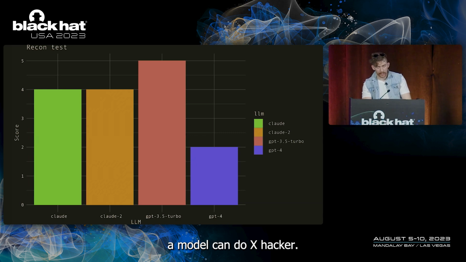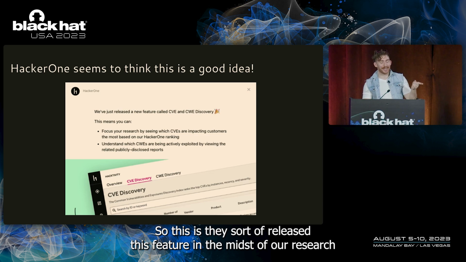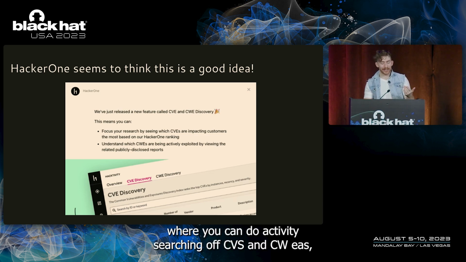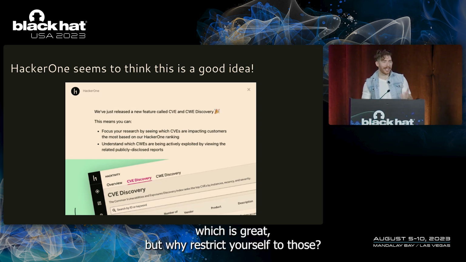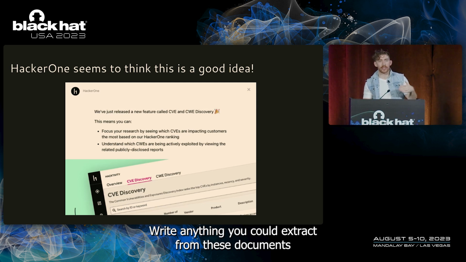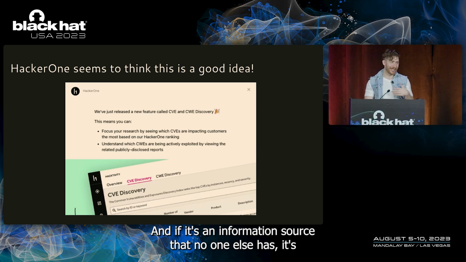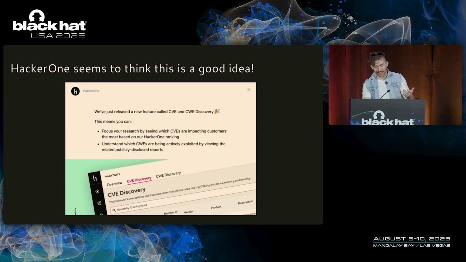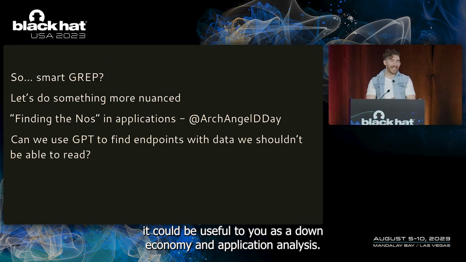When you're like, oh, a model can do X. HackerOne seems to think this is a good idea. They released this feature in the midst of our research where you can do activity searching off CVEs and CWEs, which is great. But why restrict yourself to those, right? Anything you could extract from these documents, you could use for your own search tools. And if it's an information source that no one else has, that could be useful to you as a bounty hunter.